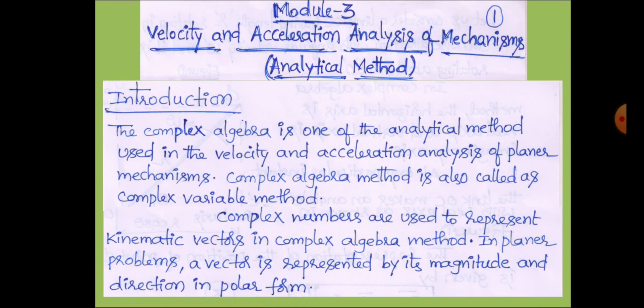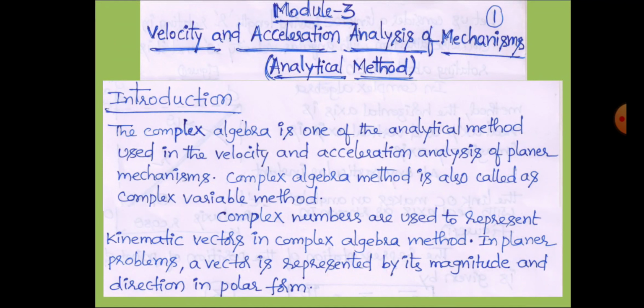Because here complex numbers are used. Because it is a complex algebra method, complex numbers are used to represent what? To represent the kinematic vectors. So what is meant by vector? A vector is represented by its magnitude and direction in polar form. So what are the coordinates of polar form? Small r and theta. So r and theta, or polar form.